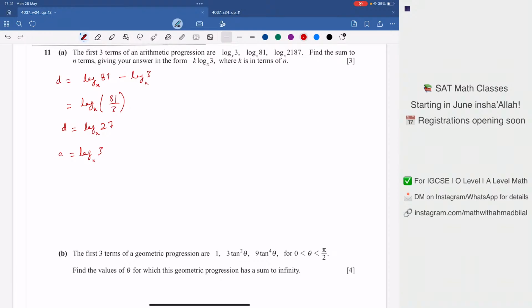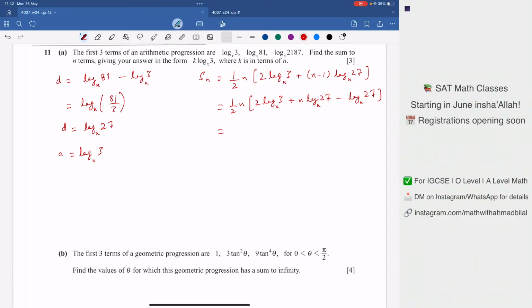We want to find the sum of the first n terms. What's the formula for that? Half n into 2 times a. A is log of 3 base x plus n minus 1 times the difference. The difference is log of 27 base x. Let's simplify this. We have half n into 2 log of 3 base x plus n log 27 base x minus log 27 base x.